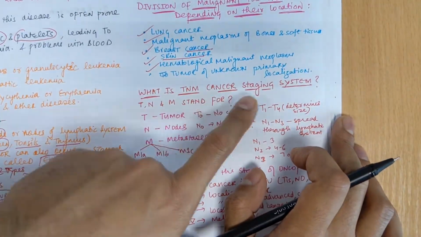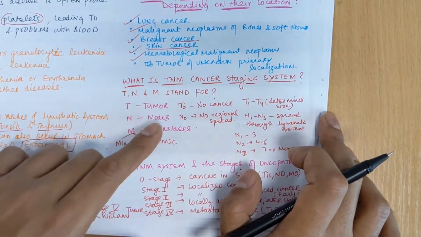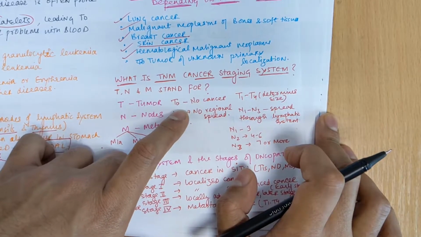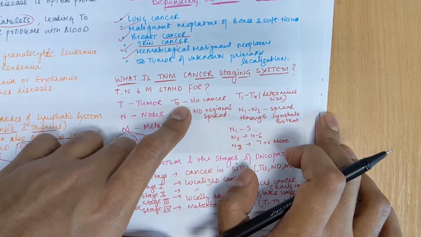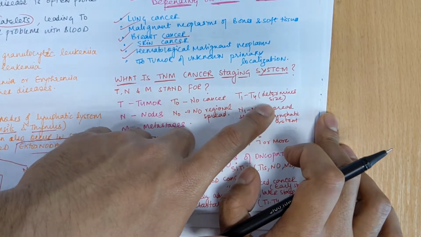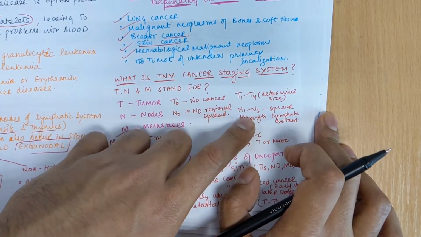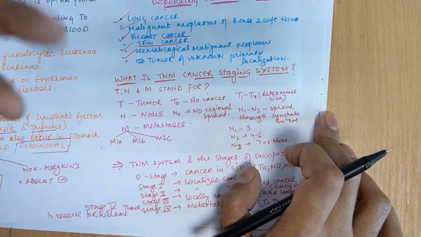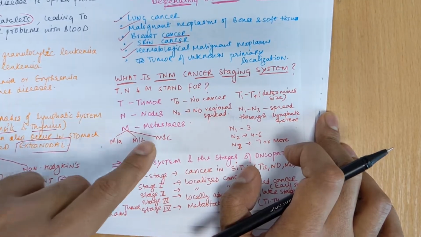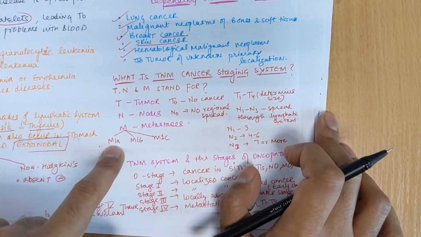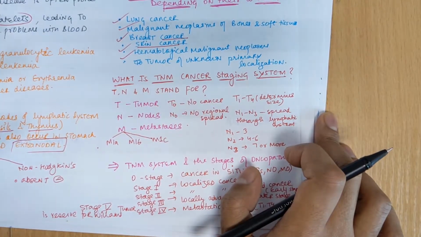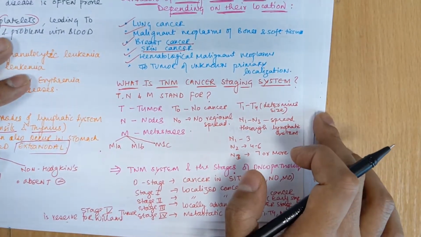Now what is the TNM cancer staging system? TNM stands for T for tumor, N for nodes, M for metastasis. We just assign a number. T0 is no cancer, N0 is no regional spread, T1 to T4 determine the size of the tumor, and N1 to N3 determine the spread of the tumor through the nodes of the lymphatic system. M is for metastasis, so there will be M1A, M1B, M1C. How far the metastasis has developed, we decide through the letter M.